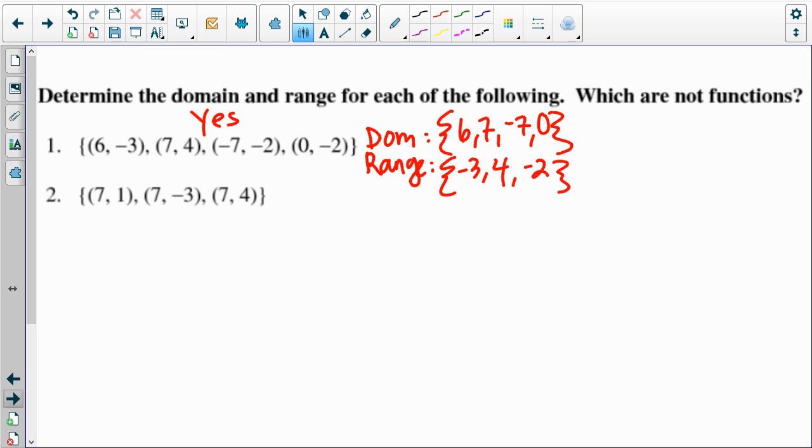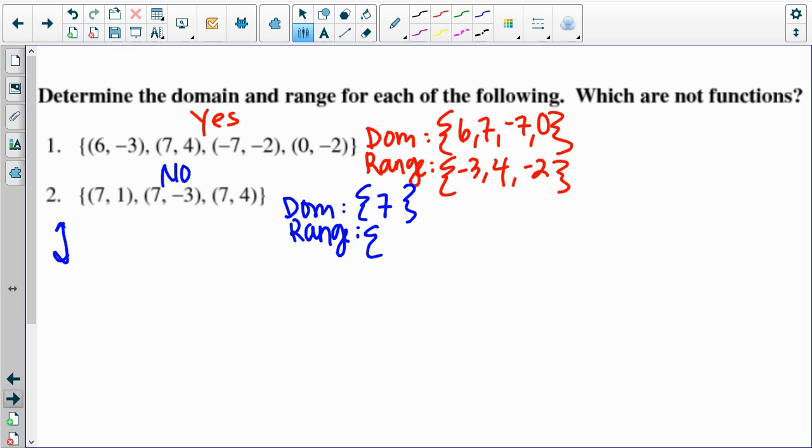Is it a function? No. No, how come? X is repeat. Yeah, the x repeats. That's a vertical line because they're all 7s. That's one of the vertical lines. But we could still write the domain and range. So the domain, it's the x's, and they're all 7. So you can just put it once.